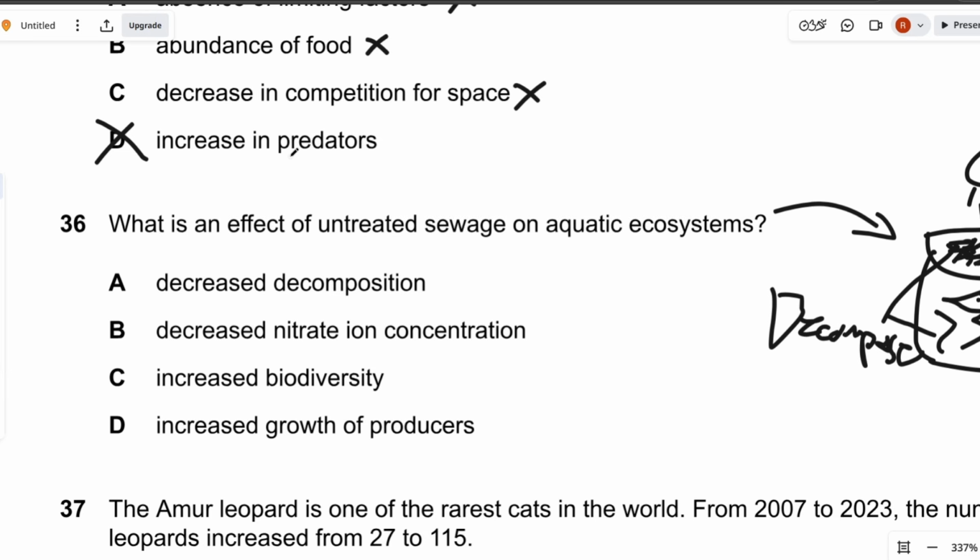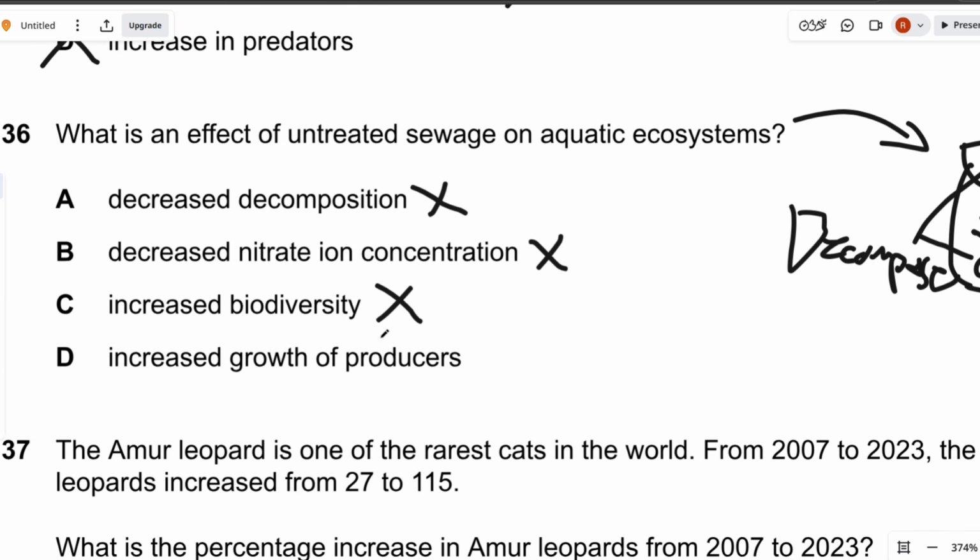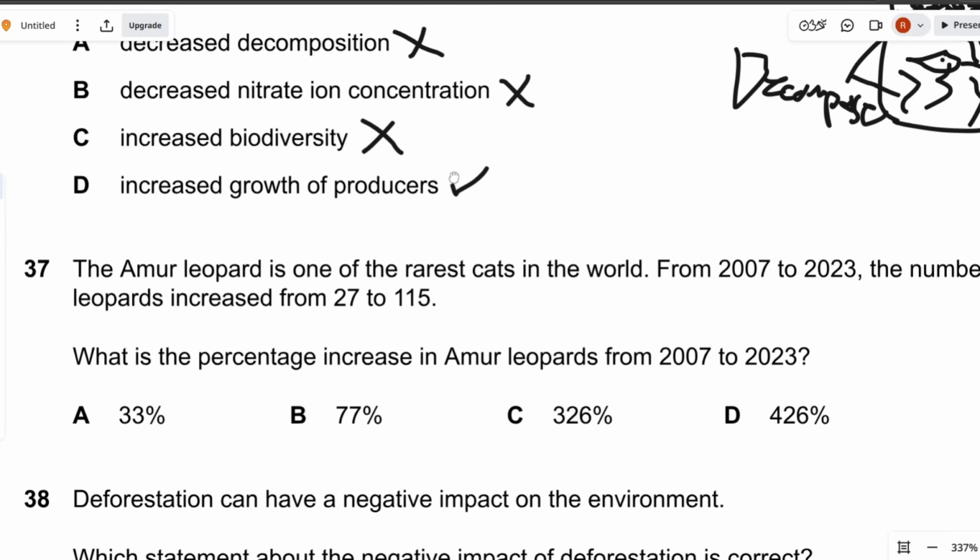What is an effect of untreated sewage on aquatic organisms? Does it decrease decomposition? Actually, the opposite, it increases it. Decreased nitrate ion concentration? No, actually increased. Increased biodiversity? Nope, decreased biodiversity because we're killing the members. Increased growth of producers? Yes, absolutely, the growth of algae, and they block the sunlight.